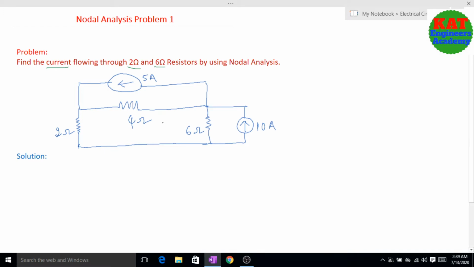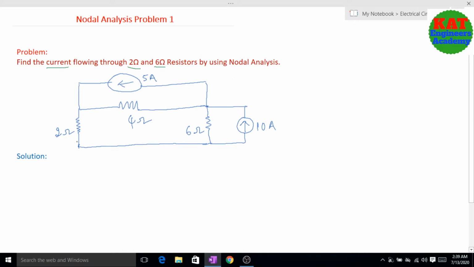So in that problem, just see wherever we are having 2 ohms and 6 ohms. Here we are having 2 ohms, next here we are having 6 ohms. Now they are asking the final question: what is the current flowing through the 2 ohms as well as the 6 ohms due to this 5 amps current source as well as due to this 10 amps current source. Okay, they are giving two current sources, and three elements are connected like this. In this circuit we have to find out the current in 2 ohms and 6 ohms by using nodal analysis.